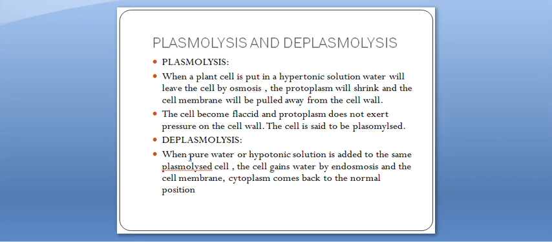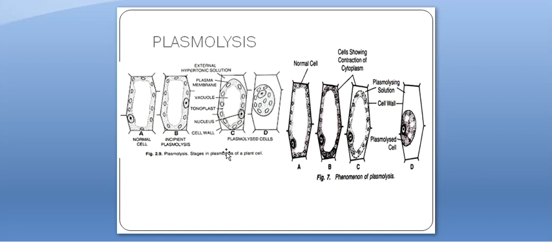What is deplasmolysis? When pure water or a hypotonic solution is added to the same plasmolysed cell, the cell gains water by endosmosis and the cell membrane and cytoplasm come back to the original position, and that phenomenon is called deplasmolysis. This is a diagram of a plasmolysed cell.